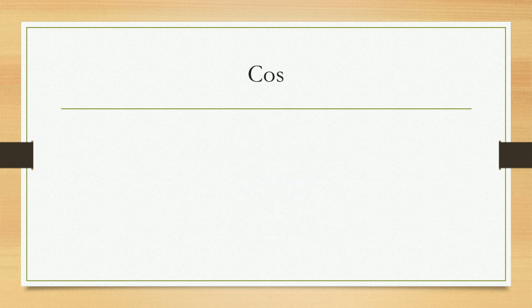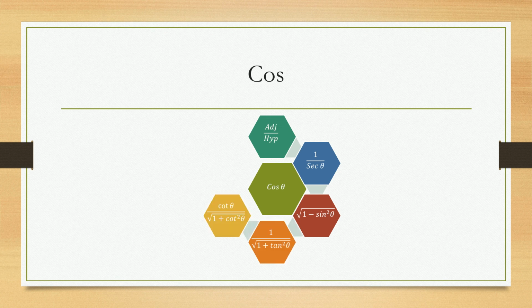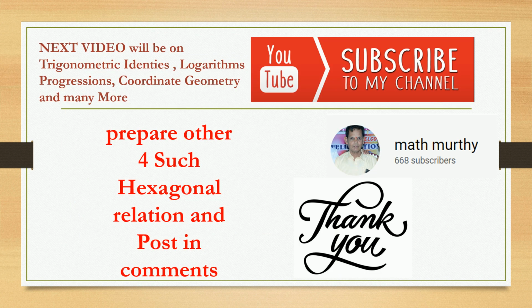Next one. Similarly, let us observe the hexagonal relationship for cos theta. As per the definition, cos theta is adjacent by hypotenuse. Cos theta is the reciprocal of sec theta. It can be expressed in terms of sin theta, tan theta, cot theta as well as cosec theta. Similarly, you try to prepare the other 4 hexagonal relationships and keep them in the comment box.